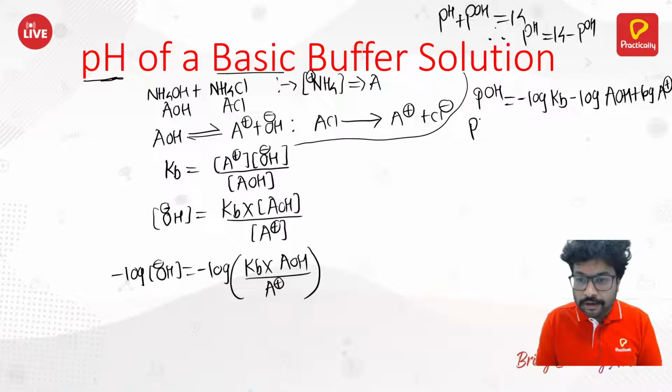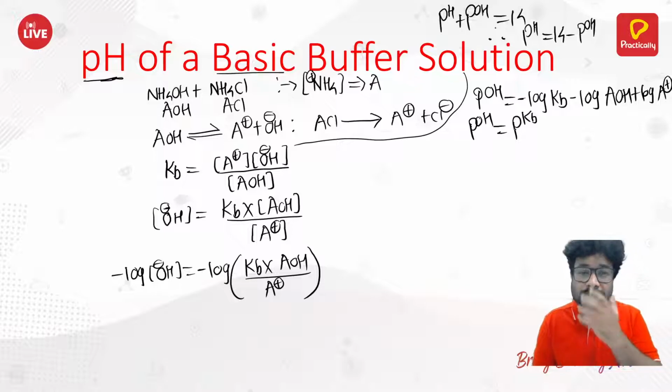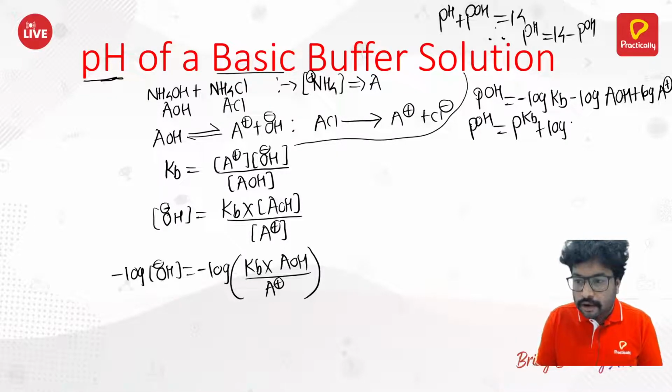So pOH, minus log of Kb is what? It's pKb, right? Just like minus log of K is equal to pK, just like that minus log of Kb is pKb plus log of A plus minus log of AOH.